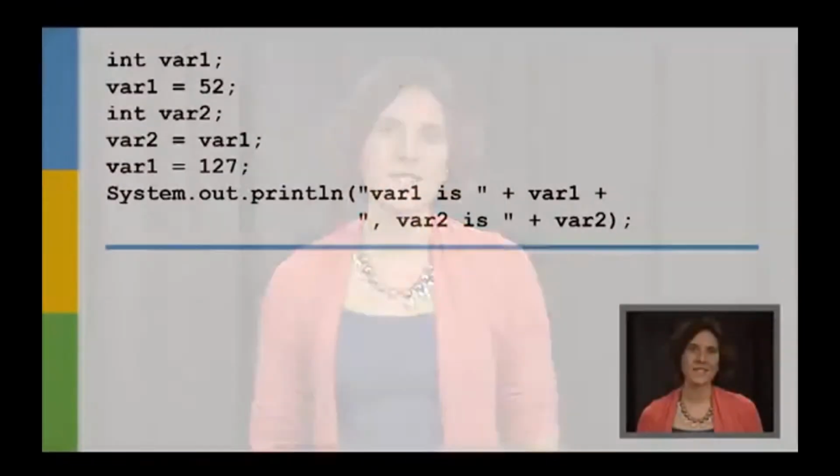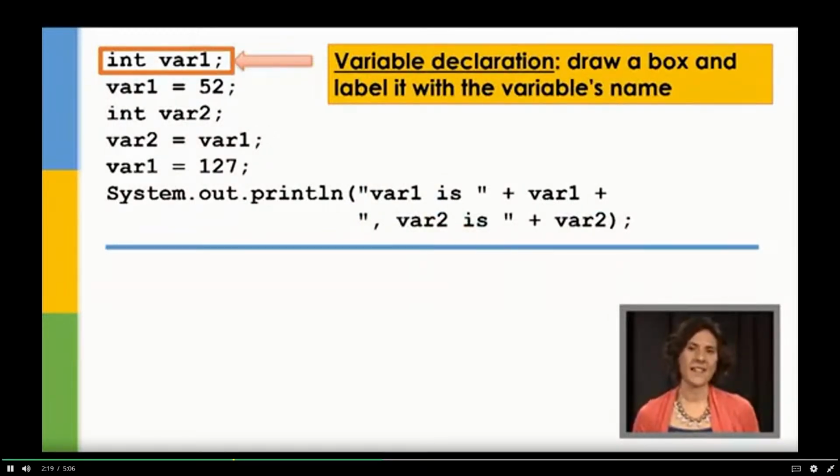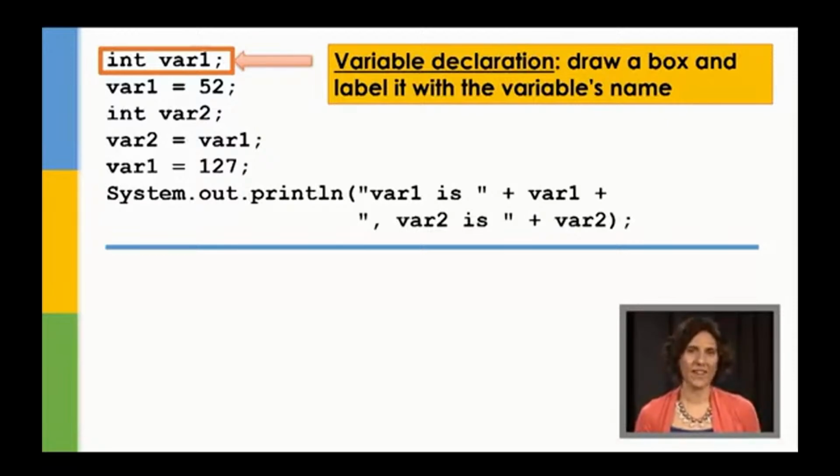So let's step through this code line by line and draw the memory model for this code as it runs. Let's start here on the first line. That first line is a variable declaration. What we're actually telling Java is, hey Java, I want some new space to store a value of type integer. And that space I'm going to label with the label var1.